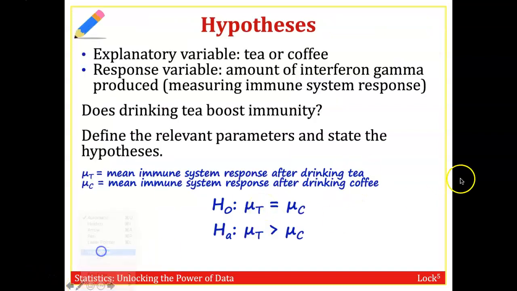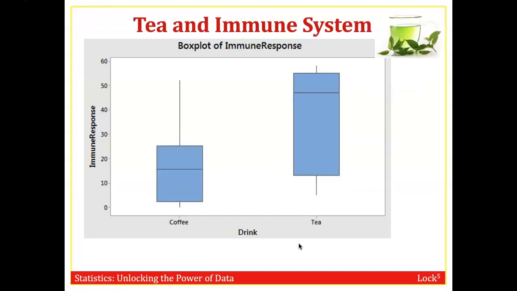And I just wanted to highlight those are the two groups we've got, right? Tea and coffee. Alright, so our null hypothesis is that the means are equal, and the alternative is that the mean interferon gamma for those who drank tea should be higher than for those who drank coffee. So let's have a look.